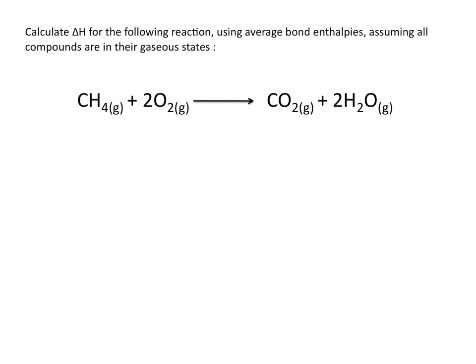Calculate delta H for the following reaction using average bond enthalpies and assuming all compounds are in their gaseous states. Remember that to calculate delta H for the reaction, we need to take the sum of the bond enthalpies of the bonds broken and subtract the sum of the bond enthalpies of the bonds formed. And remember that N and M pertain to the number of moles of each type of bond, so the first thing you need to do is to draw out the molecules so that you can see what different types of bond you have in your compounds.